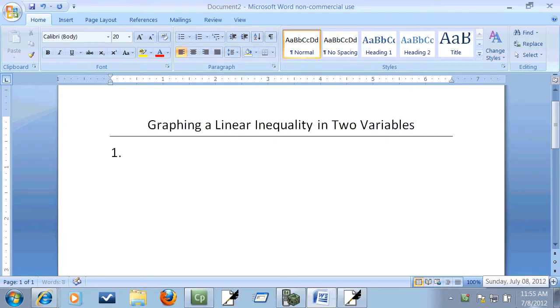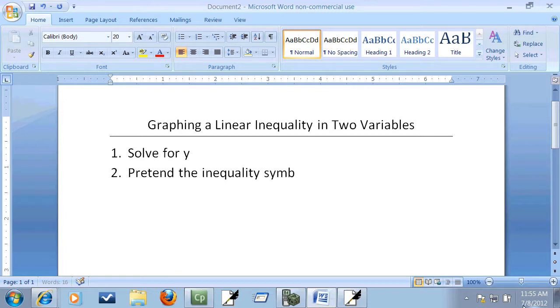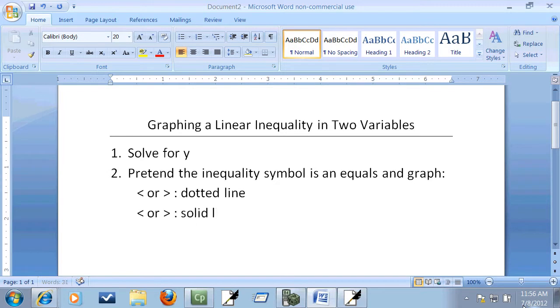Our first step is to solve for y, if it isn't already in that form. Slope-intercept form is the best way to work with these, in my opinion. Step 2, pretend the inequality symbol is an equals, and graph with the following stipulation. If you got less than or greater than, then use a dotted line. If you have a less than or equal to or greater than or equal to, you're going to use a solid line.